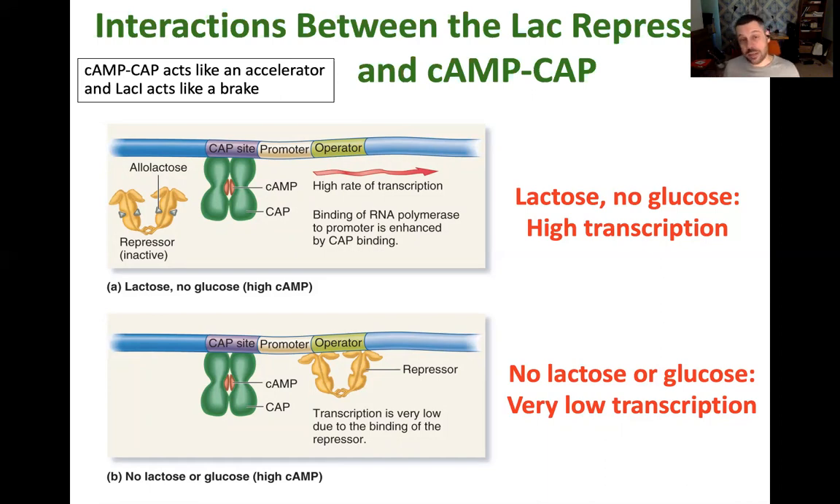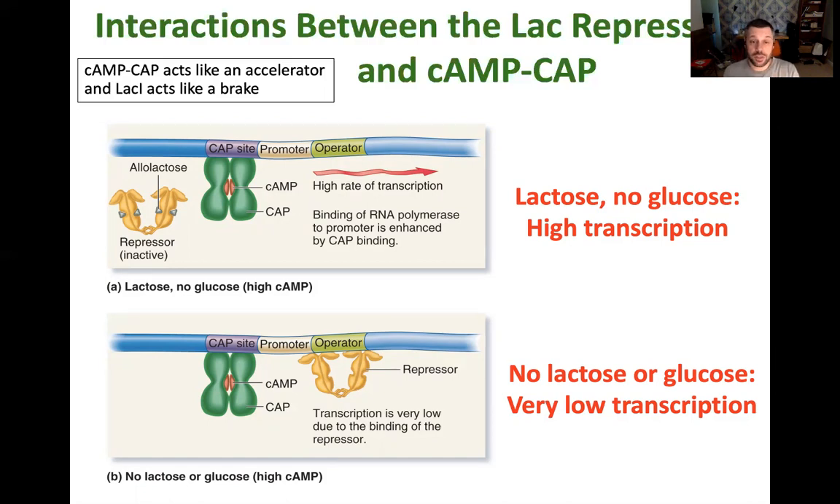Now, if there's lactose present, there's no repressor in the way. So this leads to a very high amount of transcription of the lac operon, which is what you want, right? Because there's loads of lactose around, but no glucose. So you want to use the lactose as your food source.